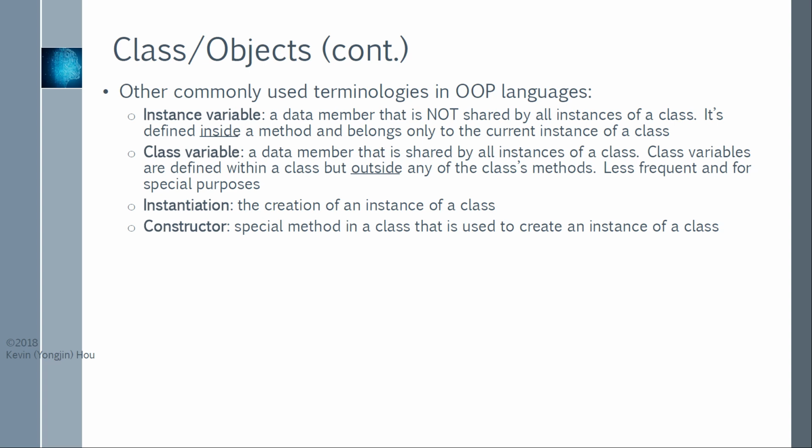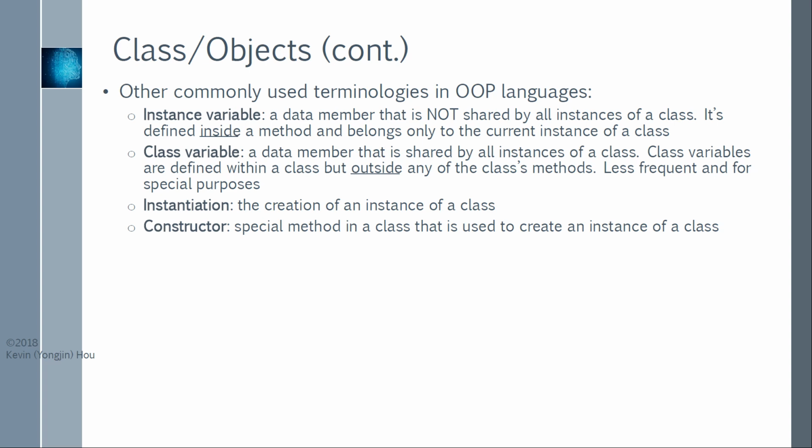So here are a few more terms associated with classes. The first one is called instance variable. Again, this is associated with the data variable, the attributes of a class. In most cases, the data members are not shared by all instances of a class. Such data members are defined inside a method and belong only to the current instance of a class. So this type of variables, data members, are called instance variables.